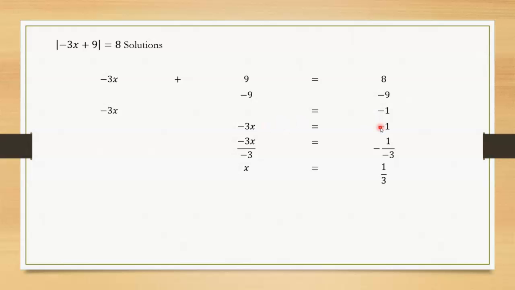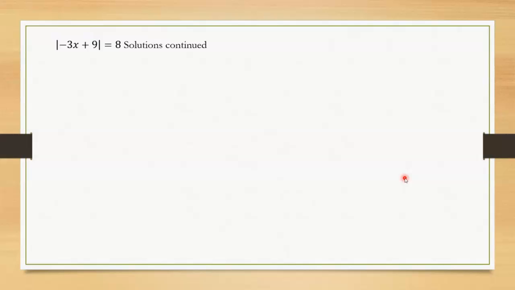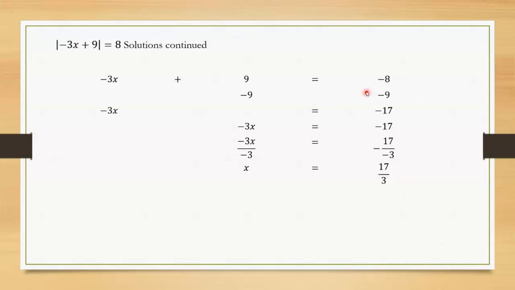From here to here, we can divide by negative 3, and we get x equals 1 over 3. So that's what we have here. Now that's one equation, so we have one solution at least: 1/3. For the other one, we have to solve this one with negative 8. It's basically the same steps. Of course, the answer is going to be different because we have negative 8 here.